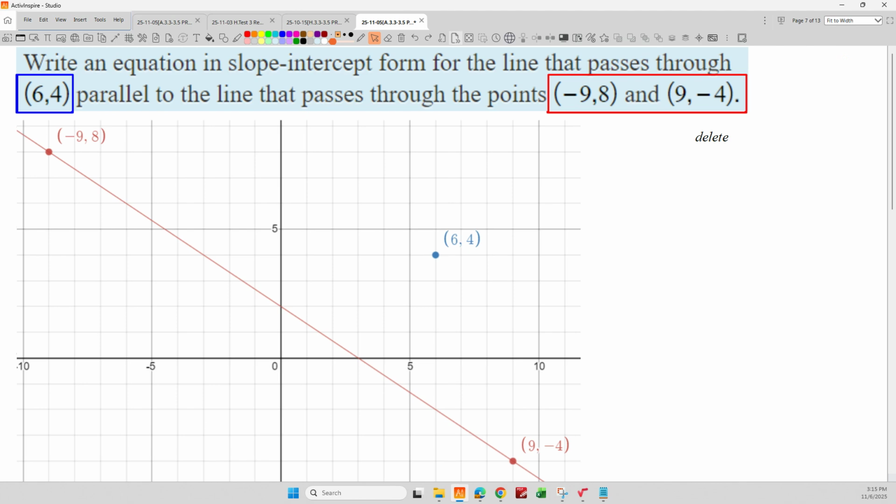Now, what are the ingredients I need to build this line? Slope and a point, yeah, okay. So what's our point? 6, 4. Could I use these points for our point? I can't use them for my point on my line, can I? Everybody get that? Those are not points that are on my line. Those are points that are on some other line. Everybody see that? Okay, so the coordinates x1 and y1 are right there, 6 and 4. What about my slope, though? How am I going to get the slope?